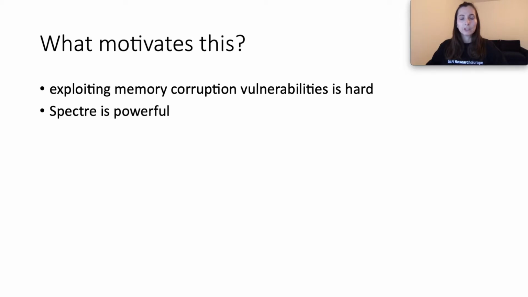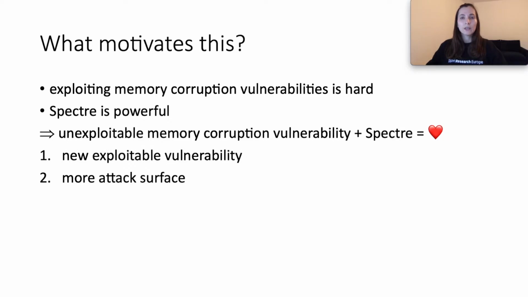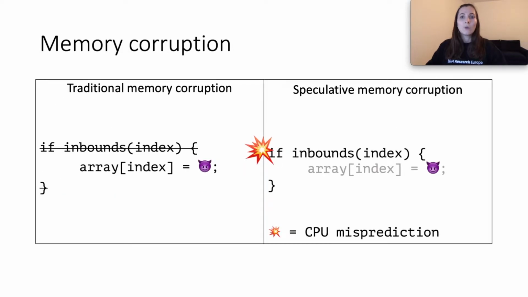Second, Spectre is a very powerful vulnerability to have in hand to use in combination with other vulnerabilities. By combining unexploitable memory corruption vulnerabilities with Spectre, we may obtain a new exploitable vulnerability, an extended attack surface, and eventually arbitrary memory read. We make the observation that memory corruption vulnerabilities and speculative memory corruption are quite similar.